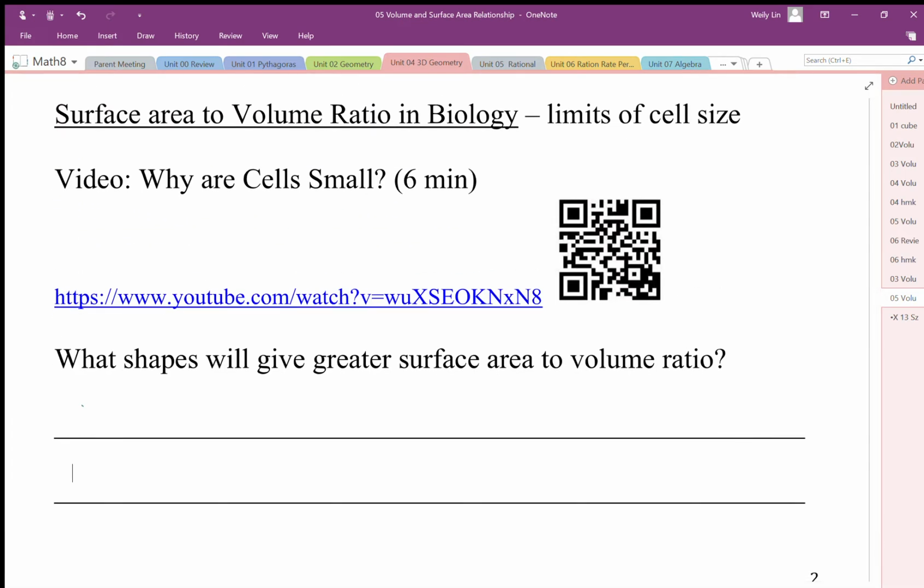After watching the video Surface Area to Volume Ratio in Biology, we should be able to understand some factors that affect surface area to volume ratio. The types of things that affect surface area to volume ratio are going to be the shape and also the size. So what shapes will give greater surface area to volume ratio? Well, things that are tall and thin.